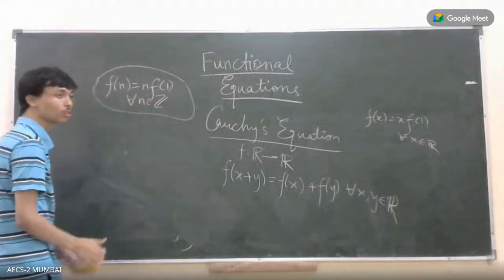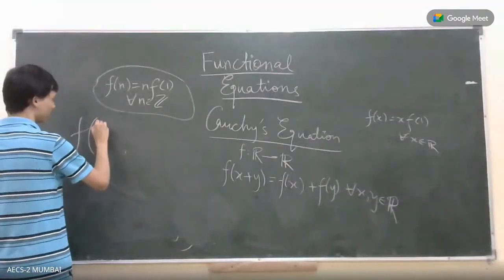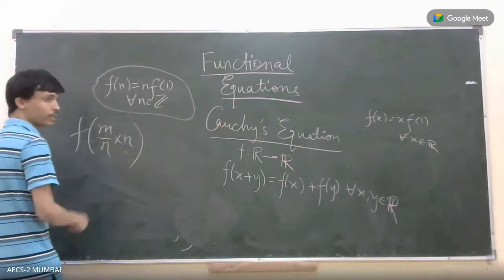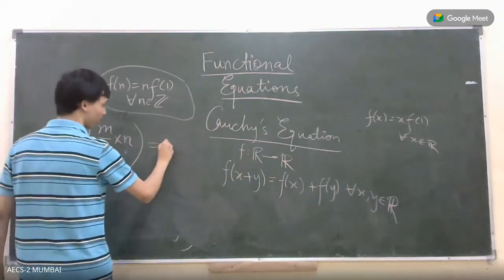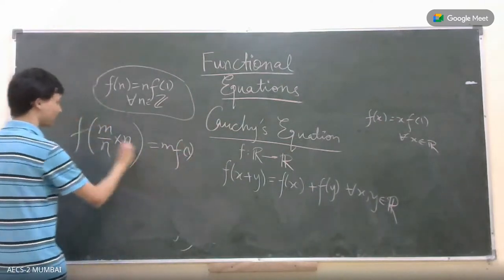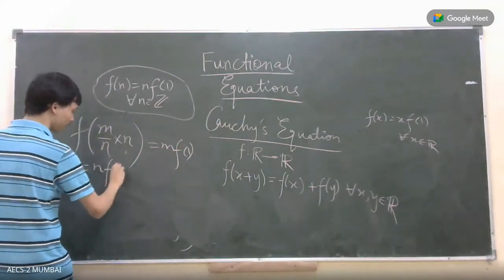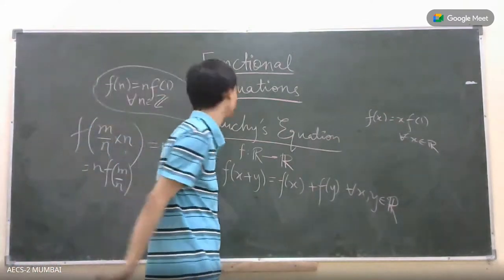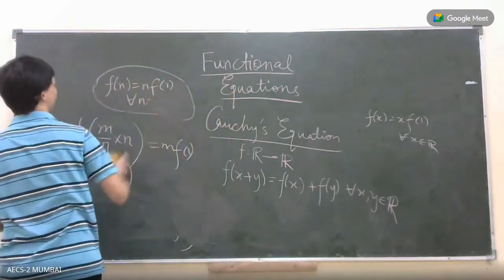For a general rational number, what will you do? f of n by n into n is f of n, which is n f of 1. At the same time, this is n f of n by n. So f of n by n is n by n times f of 1. Very good.